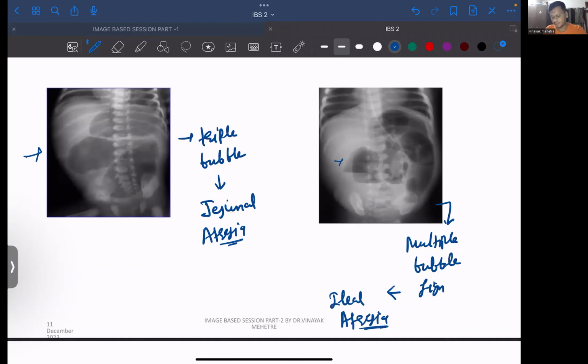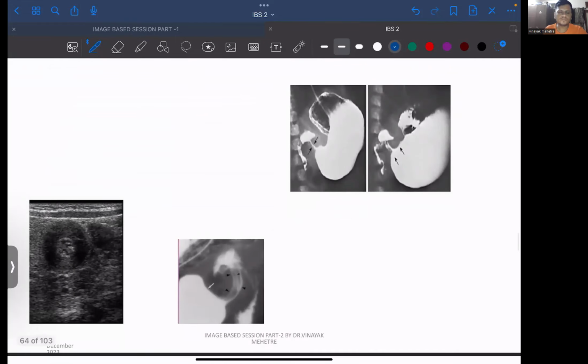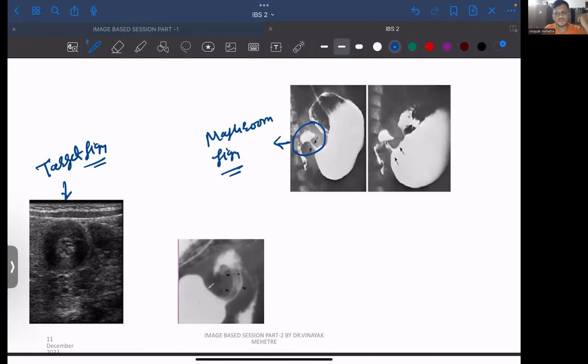ठीक है, चल करेक्ट. क्या है ये? This is called as target sign. Okay, target sign. It looks like a mushroom, so it is called as mushroom sign. Mushroom sign.